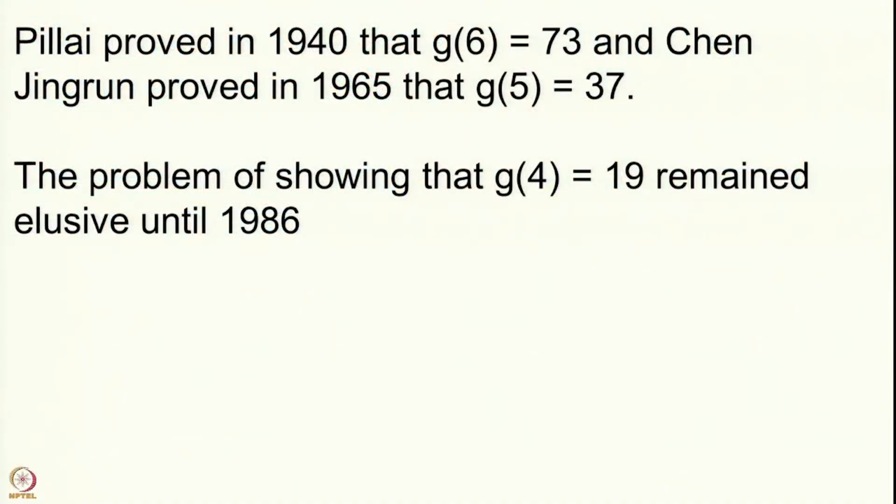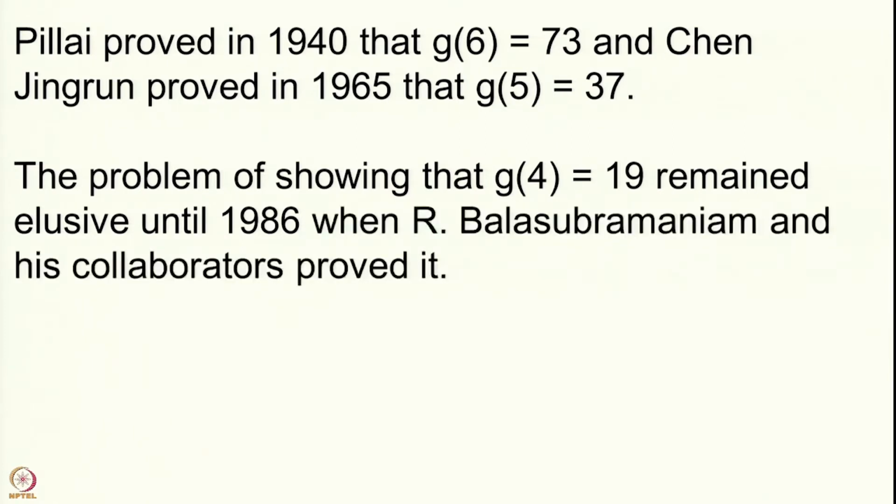The problem of finding G4 remained elusive until 1986. So, almost till 20 more years this problem was not solved until 1986, when an Indian mathematician by name R. Balasubramaniam and his collaborators solved it. So, this was a remarkable result, and this result put India once again on the world map as far as number theory is concerned. It was such a remarkable result. So, this is one way.